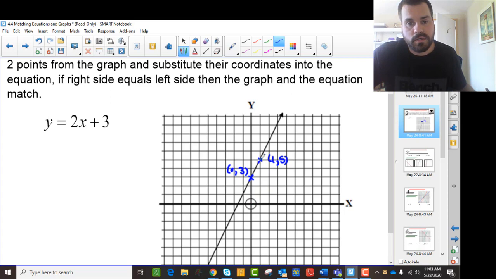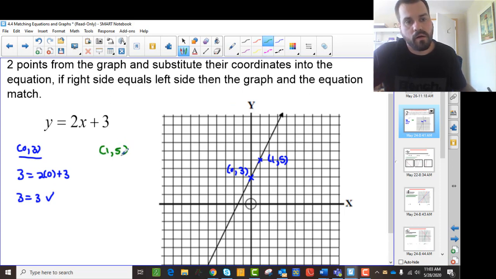And all I'm going to do is test them. So for 0 and 3, we're going to put y is 3, 2 times 0 plus 3, because x is 0. That gives me 3 is equal to 3, so that works. That checks out. And then I'm going to check the other one that I selected, which is 1 and 5. So I'm going to go y is 5, 2 times x is 1 plus 3, and I'm going to see if that works. And we get 5 equals 2 plus 3.